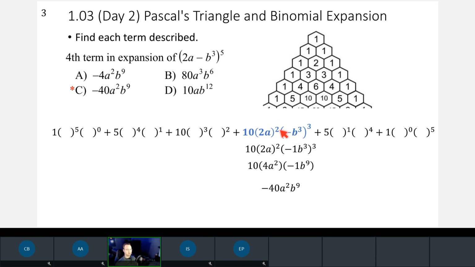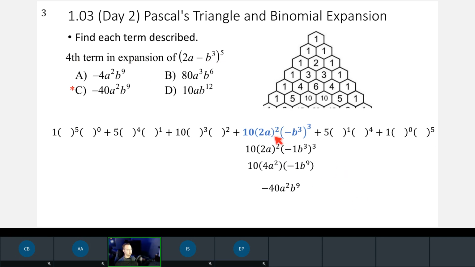And then for the outside exponents, we just count down from the first one: 5, 4, 3, 2. So 2 goes here. And then for the second one, we start on this side and go counting down 5, 4, and then 3. That way I only set up less than half of the entire expansion, because we only care about the fourth term of this expansion. So then we just do the math.